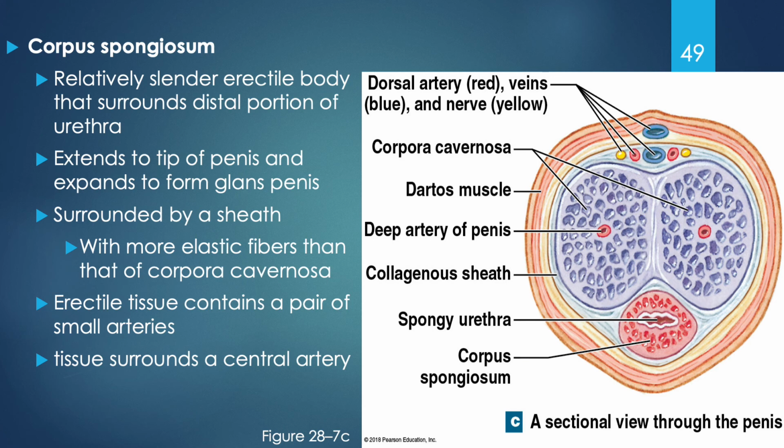So this is a more slender column of erectile tissue, and it surrounds the distal portion of the urethra. So it extends from the tip of the penis, and then it expands out to form the glans penis. So this is surrounded by a sheath that has more elastic fibers than that of the corpora cavernosa. And it also has erectile tissue that has a pair of small arteries in it. And this tissue is going to surround another central artery.